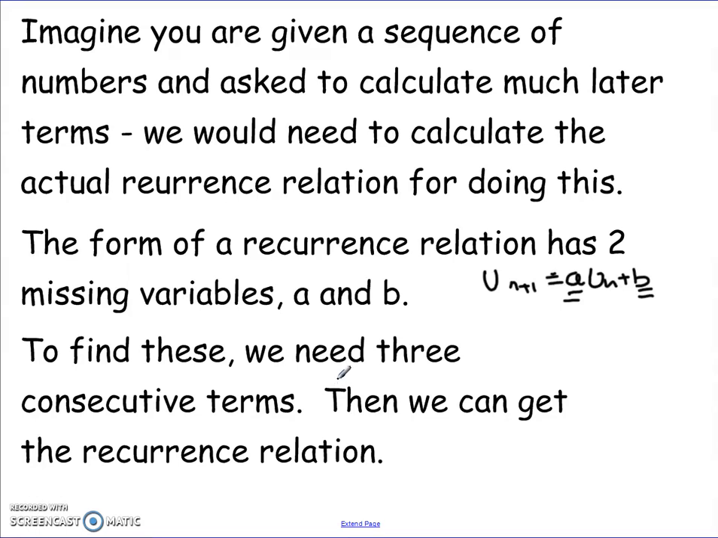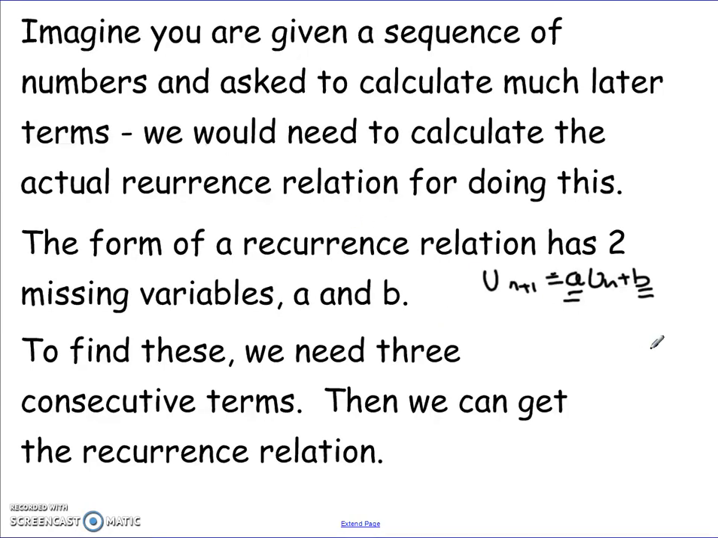What that will allow us to do is set up 2 equations which we can then solve simultaneously. Now remember, if you've got 2 missing variables, you need 2 equations to solve it and find them. If you've got 3 missing variables, you need 3 equations to solve it and find them. You need to make sure you understand that rule and follow it. For this, we'll need 2. So we need 3 consecutive terms to set these equations up in terms of a and b.